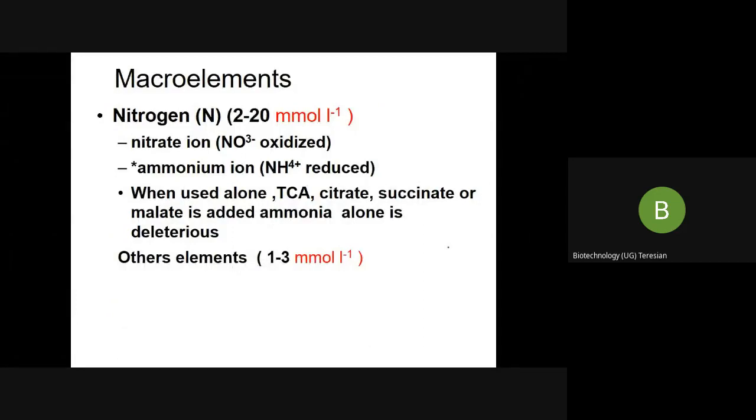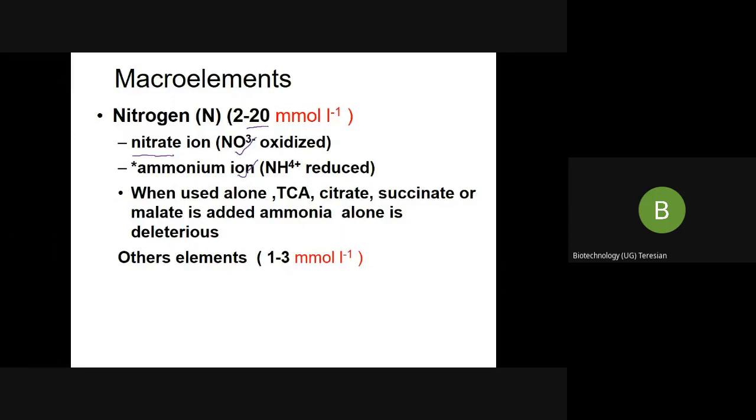The most important of the macronutrients is nitrogen. You can usually add it in a concentration of 2 to 20 millimole per liter. I can provide nitrate or I can provide ammonia. But the problem, you can see I have put an asterisk mark here, is that ammonia is poisonous. If you are using only ammonia, there is a need to add one or more tricarboxylic acids, citrate or malate, so that any deleterious effect caused by the ammonia can be neutralized. When nitrate and ammonia ions are present together in the culture media, you see that this is used up.